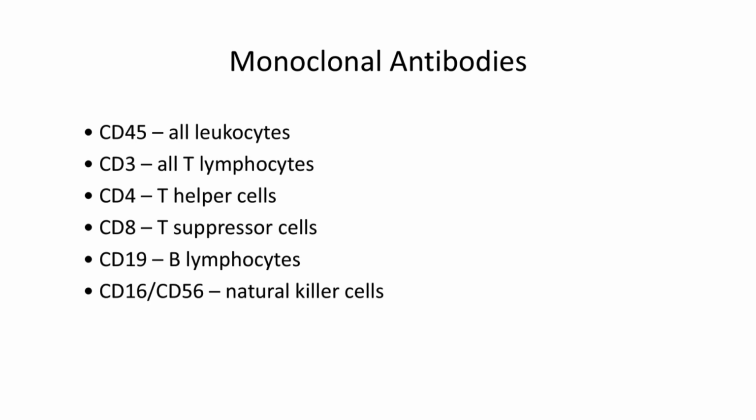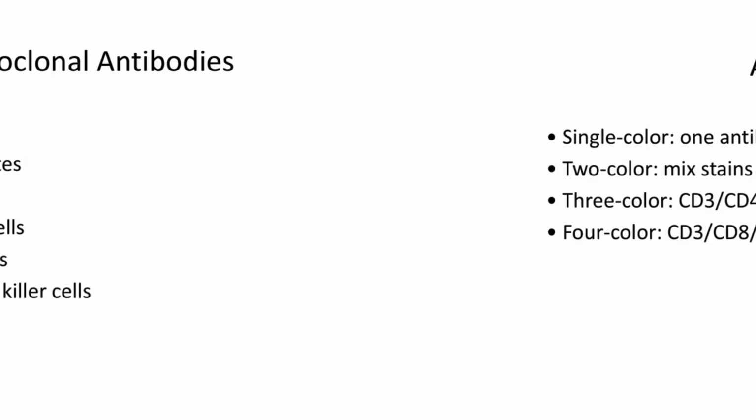In HIV monitoring, for example, antibodies are used against CD45, present on all leukocytes, CD3, on all T lymphocytes, CD4, on T helper lymphocytes, CD8, on T suppressor lymphocytes, CD19 on B lymphocytes, and CD16 or CD56 on natural killer cells. Ensuring antibody saturation and verifying with quality control are essential steps.